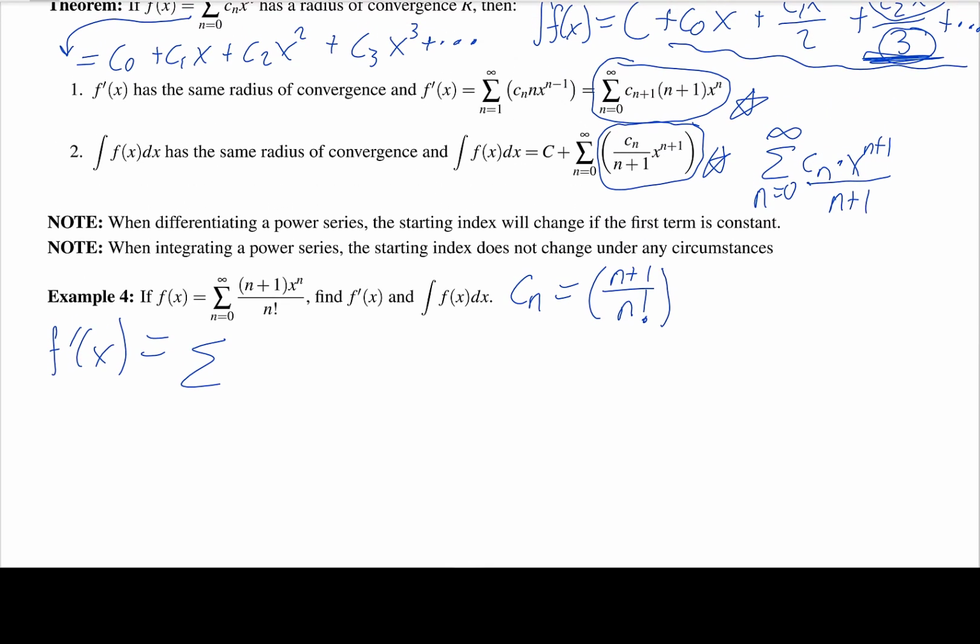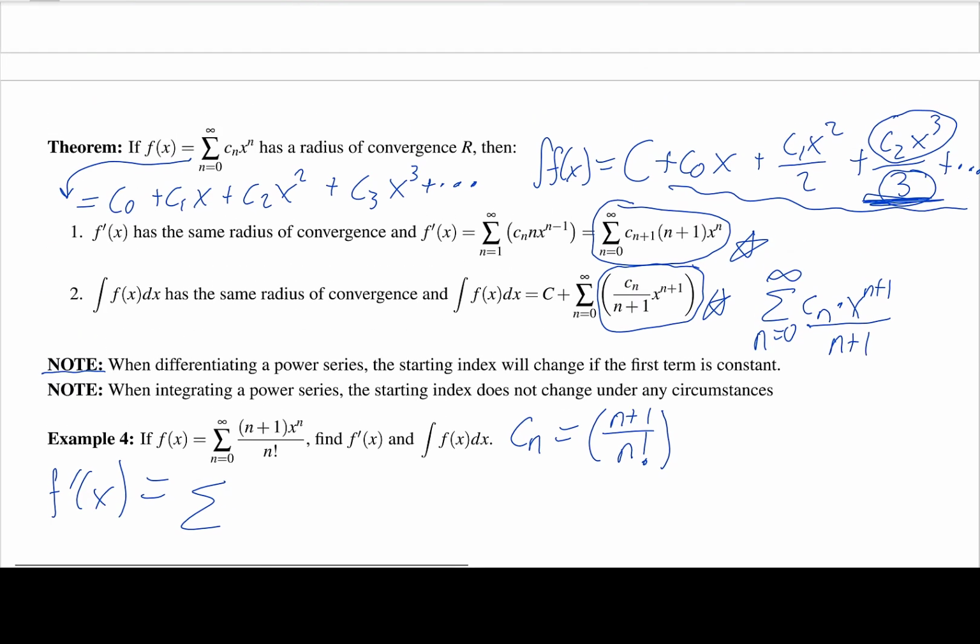For the first note, whenever you differentiate a power series, the starting index will change if the first term is constant. So what that's saying is, if this was, say, c sub n times x to the n plus 1, then what this would look like would be c sub 0 times x plus c sub 1 x squared plus c sub 2 x cubed, and so on.